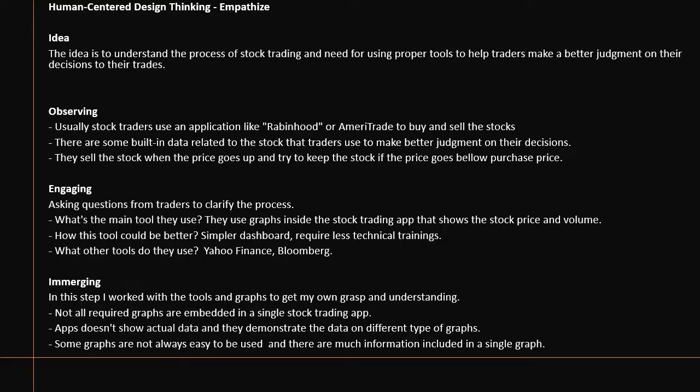To design the application, I went through the process of human-centered design thinking. The first phase was empathize, and the idea here was to understand the process of stock trading and the need to use the proper tools to help traders make better judgments on their trading decisions. My observation was that stock traders usually use applications like Robinhood or Ameritrade to buy and sell stocks, and there are some built-in related graphs on those applications, and they sell a stock when the price goes up, and then they try to keep it when the price goes down.